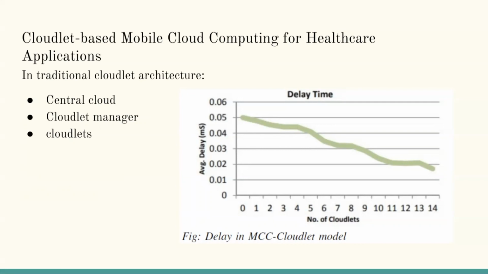The authors use a simulation tool known as MCC Sim to compare the performance of a cloudlet-based MCC model to a non-cloudlet-based MCC model. The simulation consisted of 2,000 mobile users, spread over an 800 by 600 meter area, moving in different regions with different velocities and sending packets to the cloud at a specific frequency of 0.1 hertz. The data gathered by the simulation tool is presented in this figure. As we can see, with an increasing number of cloudlets placed, the average delay time is continuously decreasing.